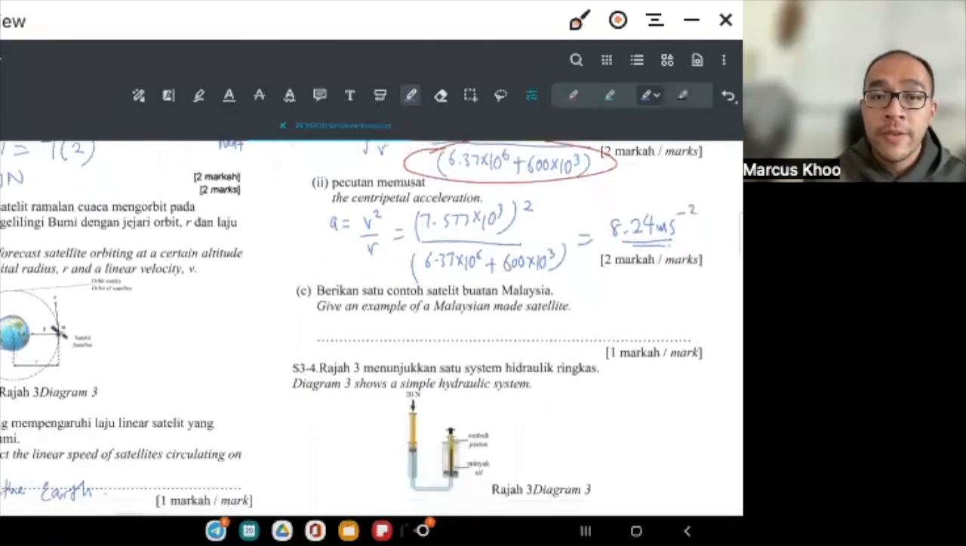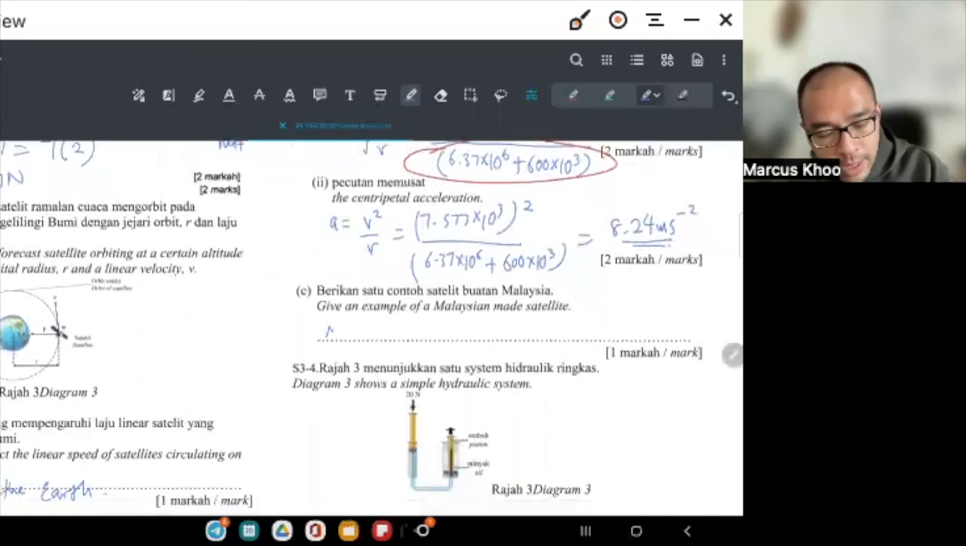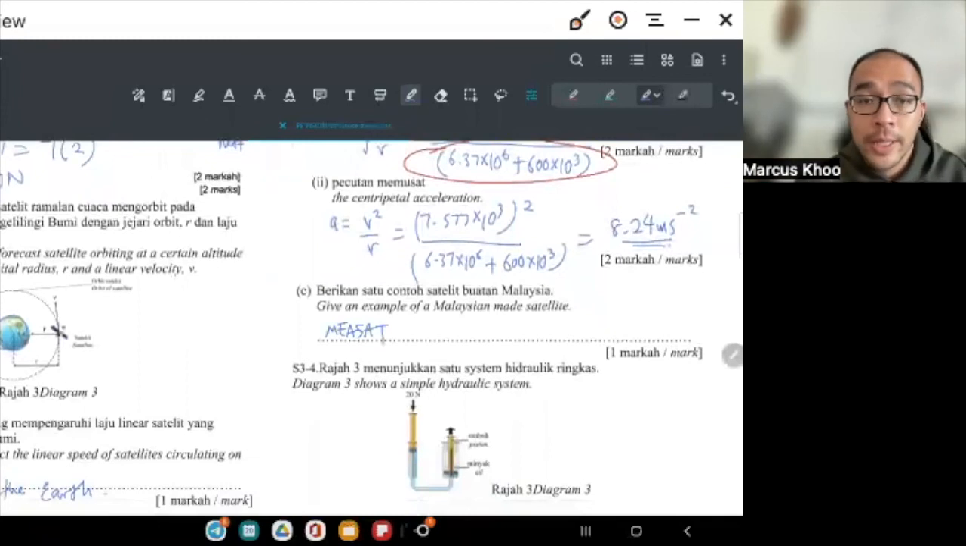Give an example of a Malaysian-made satellite. Obviously, it's MEASAT. MEASAT 1 or MEASAT 2 is a very obvious one.